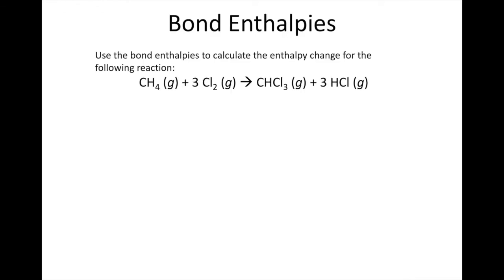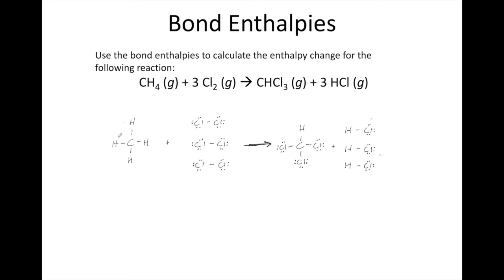Okay, so the first thing we want to do is draw out a rough electron dot structure for each of our molecules so we can see what types and how many bonds we have of each. So here for methane, we have 3 chlorines, so I've got Cl-Cl bonds times 3 moles. And then for CHCl3, this is our dot structure. And then HCl, we have 3 moles of those. So it's very important that you draw out your dot structures. If you leave off the lone pairs, that's okay for this. I did it for completion's sake.